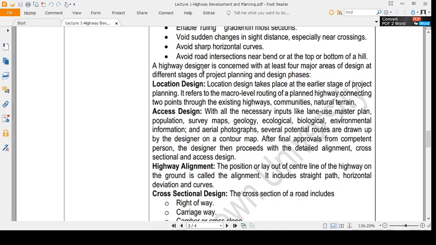Then there is location design. The location design takes place at the earlier stage of project planning. It refers to the macro level routing of a planned highway connecting two points through the existing highways, communities and natural terrain. Suppose two locations are there, suppose two cities are there, there are some existing routes, but you want to construct another road to connect both these points. In that case, you have to decide which localities your route should pass through. So there are different factors which you need to consider whenever you are going for the location design.